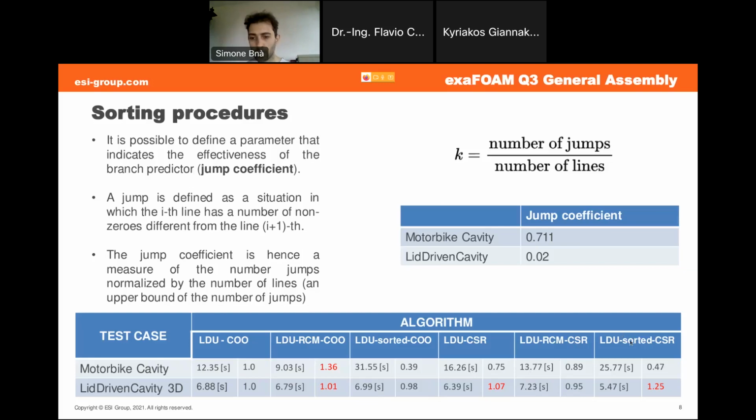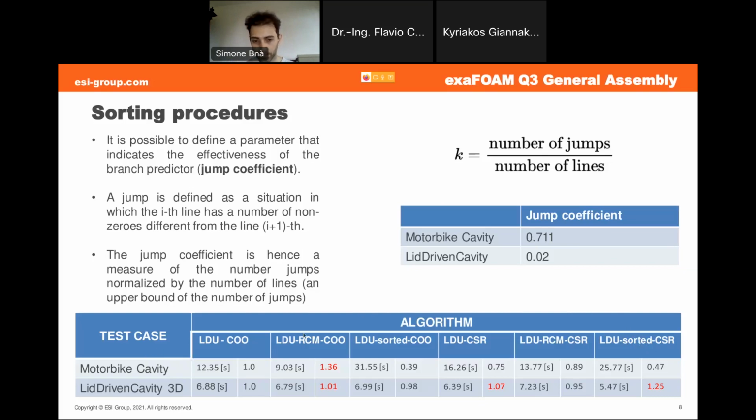If we use the sorting by number of non-zero, lead-driven cavity is the faster, okay? While for the motorbike, as before, the performances grow a lot. So our conclusion is that since the lead-driven cavity has a very low jump coefficient, it means that the matrix is already sorted by the number of non-zero. Introducing this totally raw permutation basically doesn't modify too much the performances.